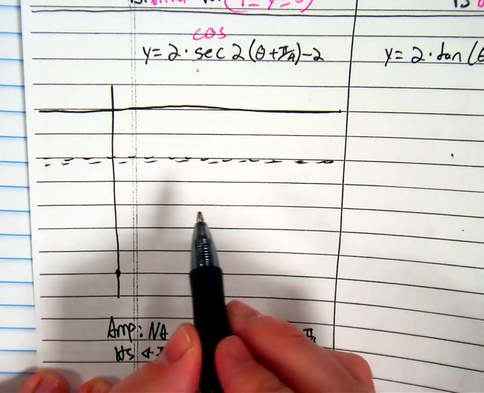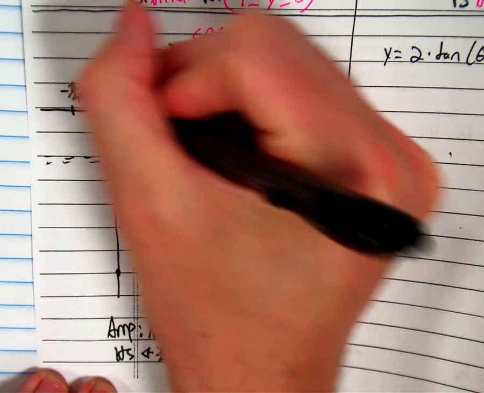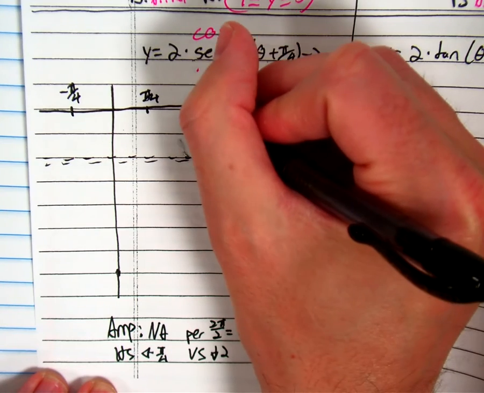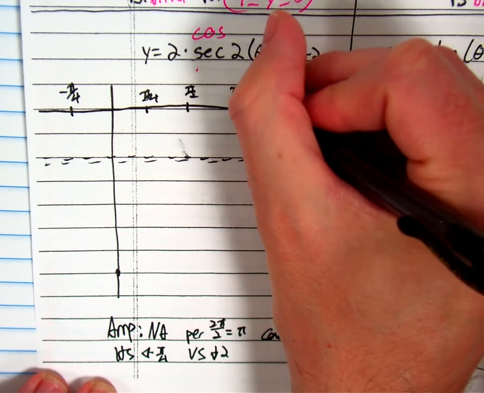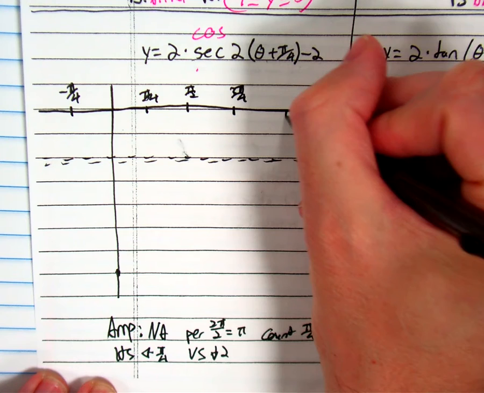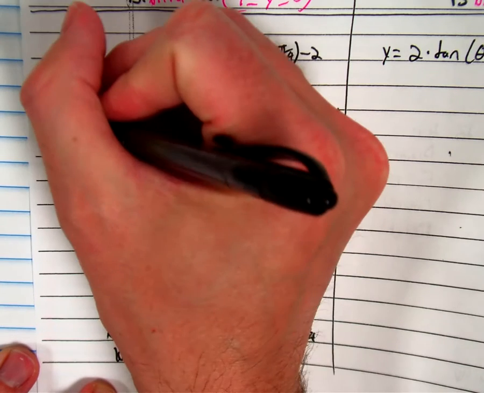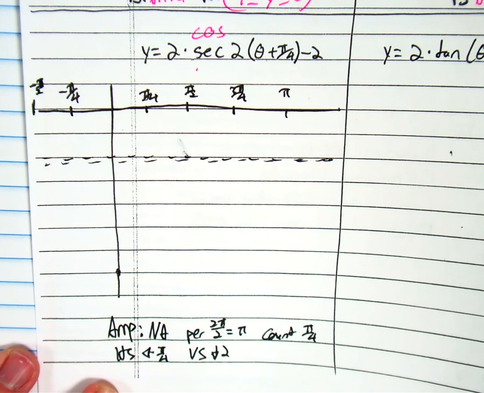All right, so let's start counting by pi over 4s. I know I need at least one of them over here. Negative pi over 4, 0, positive pi over 4, 2 pi over 4, reduce that, pi over 2. 3 pi over 4. 4 pi over 4 is pi. And I think that's going to be good enough for me. Just because I've done this problem a bunch before, I know I'm going to need another one. Let's back this up to negative pi over 2.